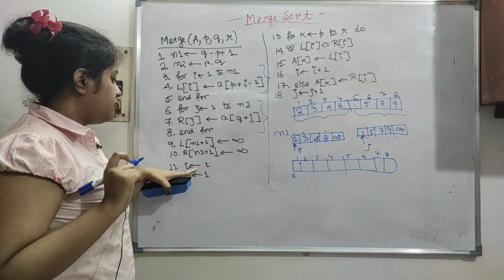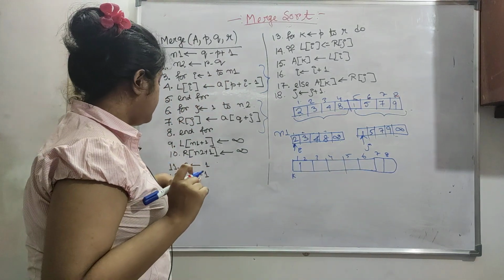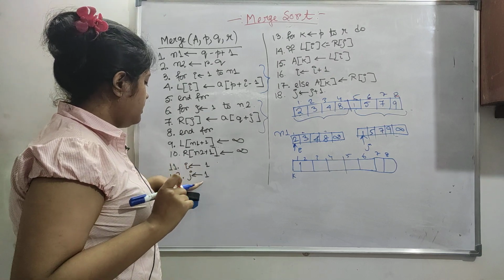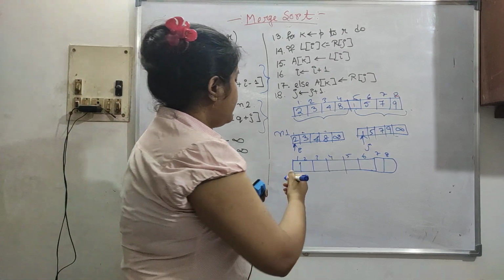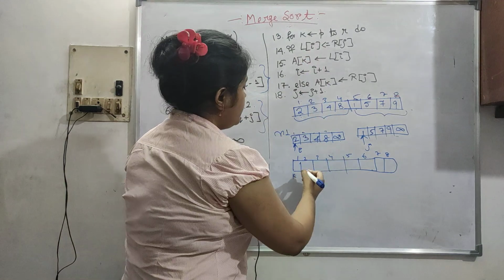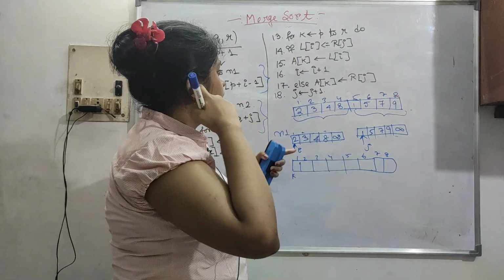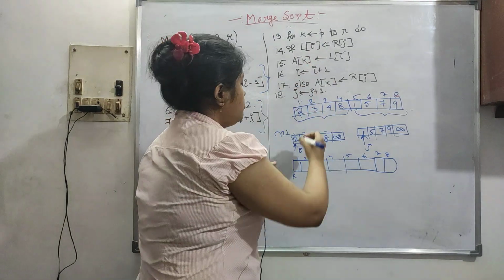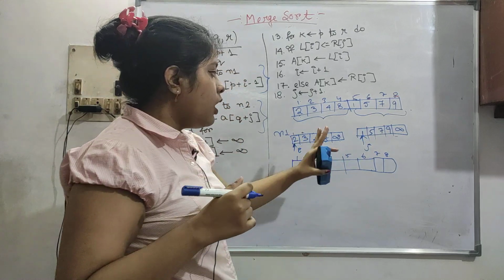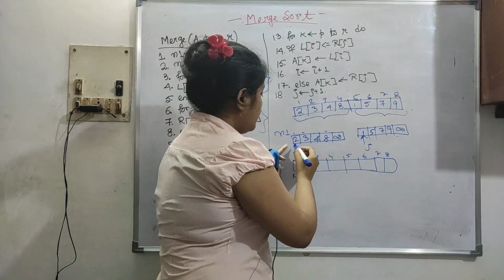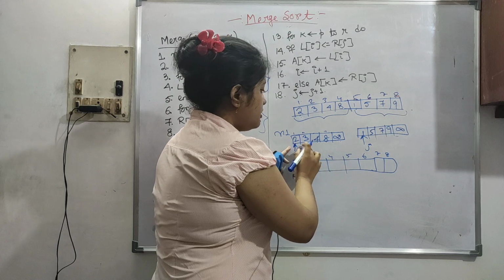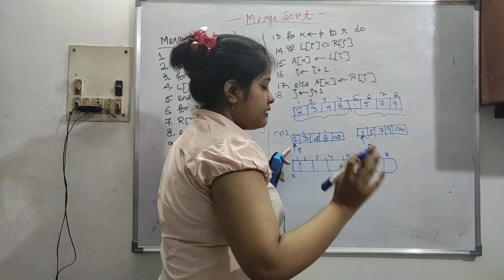So I will run from 1, I is equal to 1, j is equal to 1. So the k list will run from p to r. Every time it will be incremented, and we have to check this element and this element. How, I will tell you. So now let's see, this I is pointing to the first element of the first list.